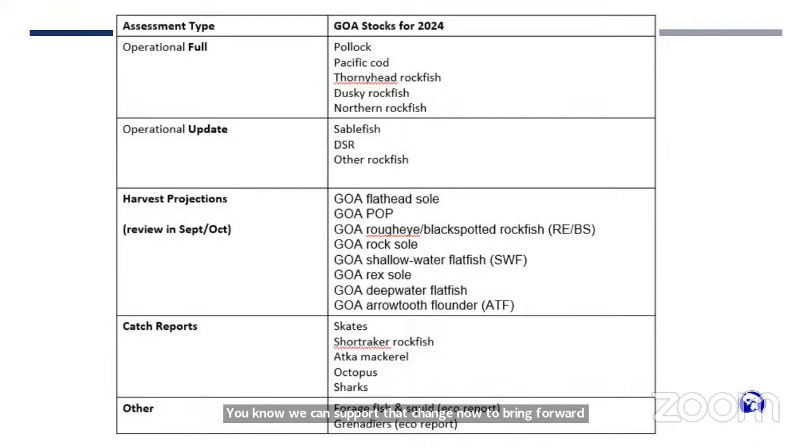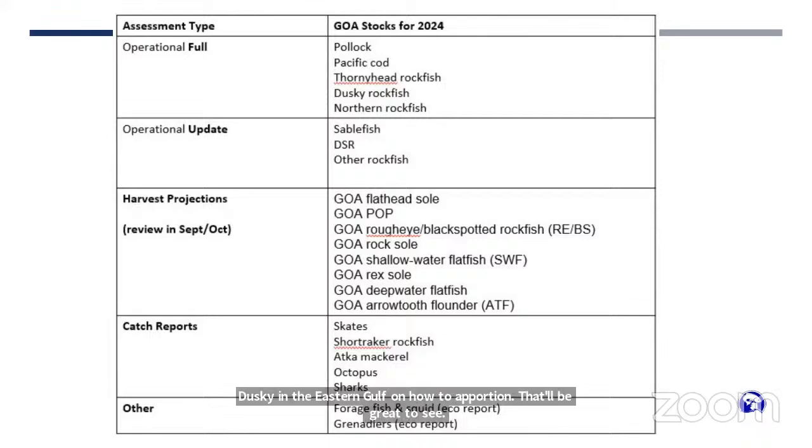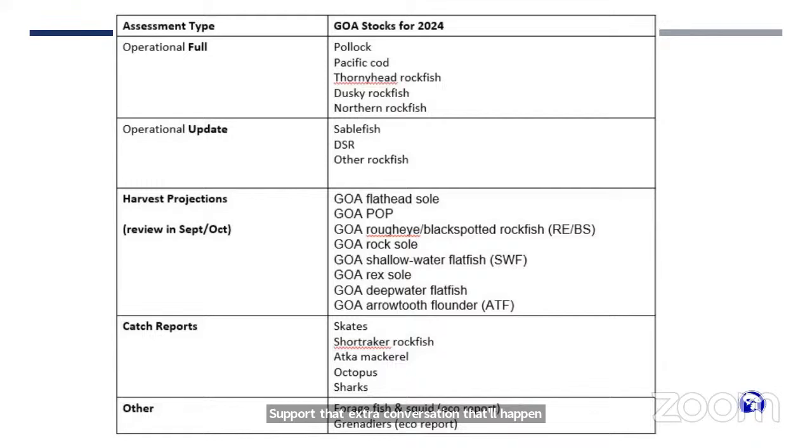There were a couple of other things. I think that there was going to be some further work for Dusky in the Eastern Gulf on how to apportion that, and that'll be great to see. We support that extra conversation that'll happen in November. Just making sure I'm not missing anything. Great. So those were for the model runs that are coming forward.